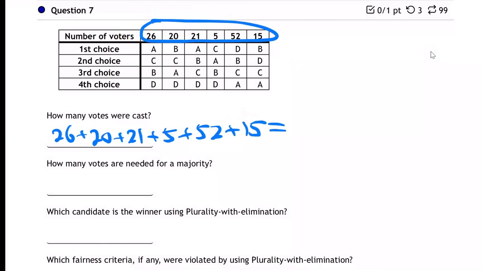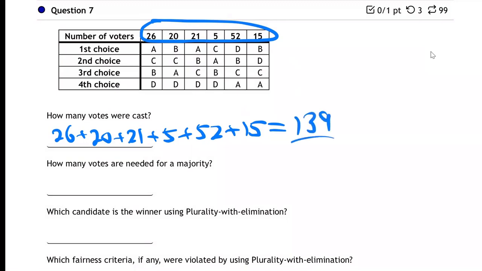So I'm going to use my calculator to do that. I could do it off the top of my head, of course, but I just hate to show off. I'm just joking with you. I'm going to use my calculator here. And I'm getting 139. Okay, I got 139 votes.